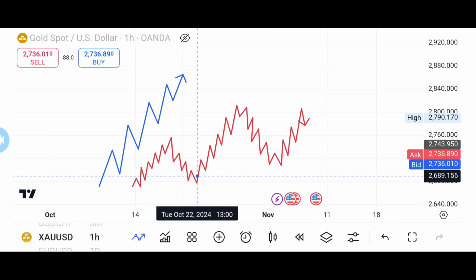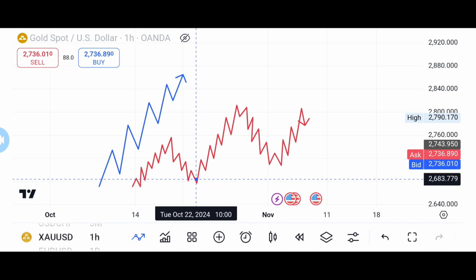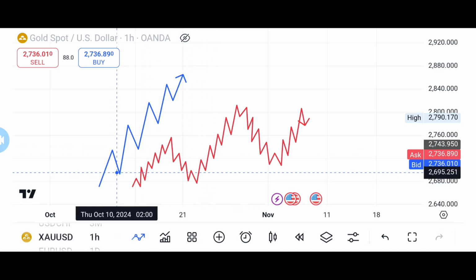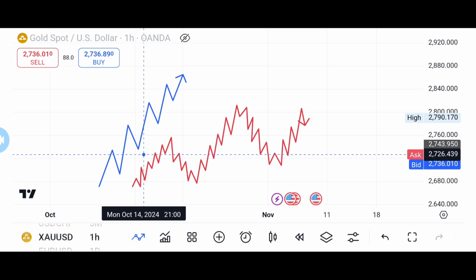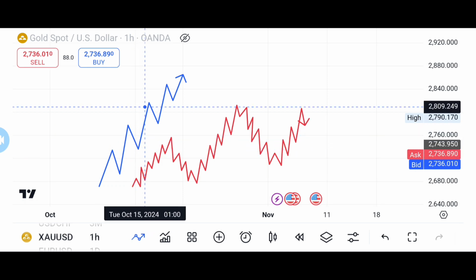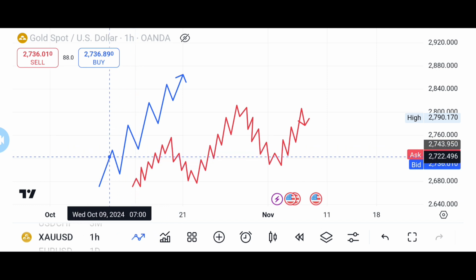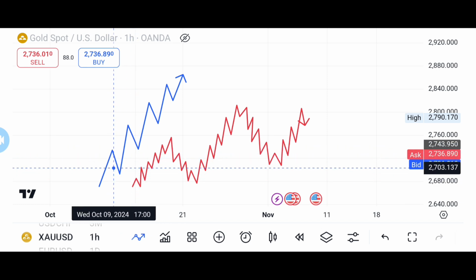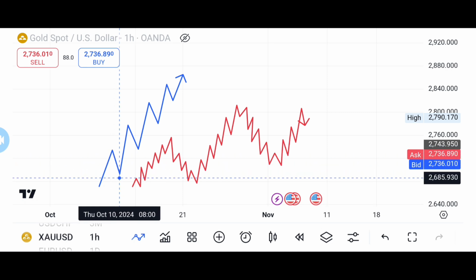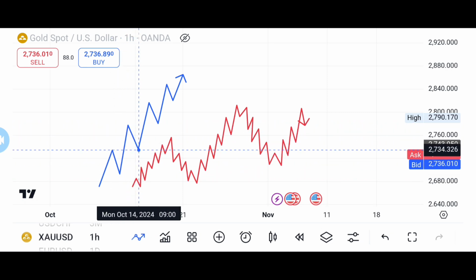These are the setups. So what are the things I'm going to look at here, so that I can buy and catch the whole of this move? And I told you guys, trend is your friend. Do not try to trade the retracement. Do not try to sell the retracement.